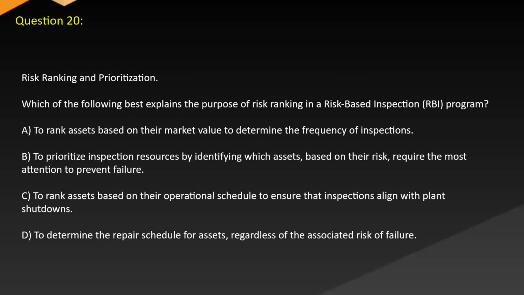Which of the following best explains the purpose of risk ranking in a risk-based inspection RBI program? A. To rank assets based on their market value to determine the frequency of inspections. B. To prioritize inspection resources by identifying which assets, based on their risk, require the most attention to prevent failure. C. To rank assets based on their operational schedule to ensure that inspections align with plant shutdowns. D. To determine the repair schedule for assets, regardless of the associated risk of failure.